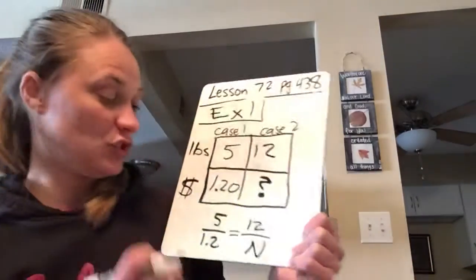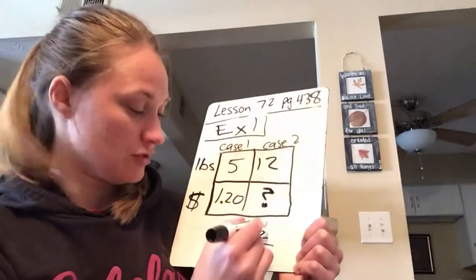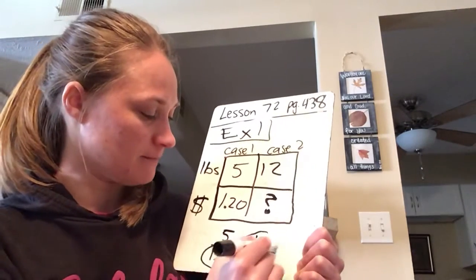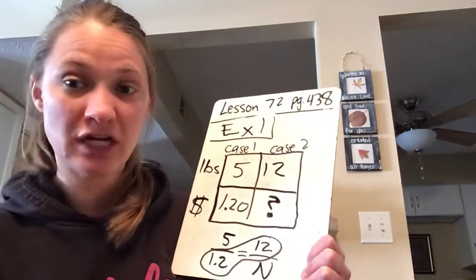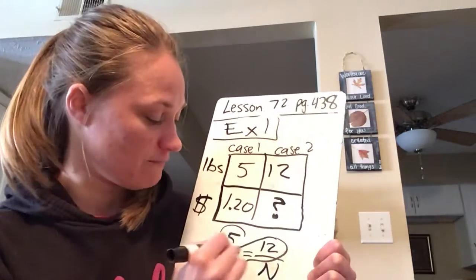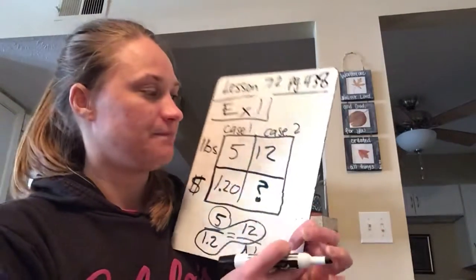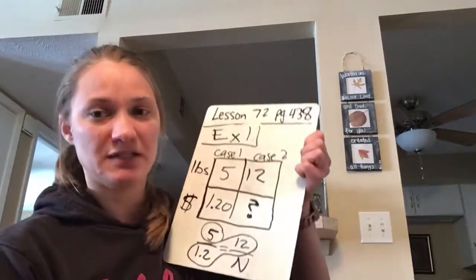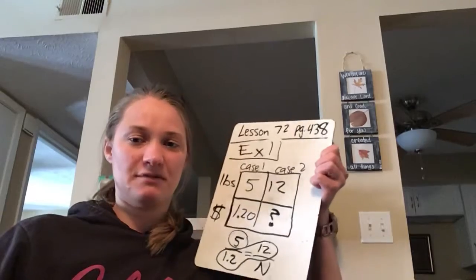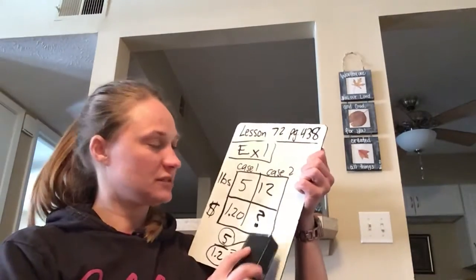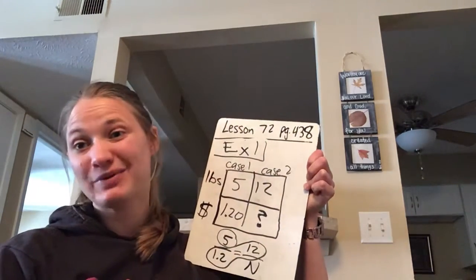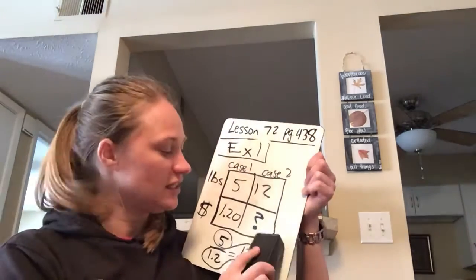Then we solve proportions just like we do anything else. We're going to multiply the 1.2 times the 12, and then divide by the remaining number. I don't have a ton of space here, so I'm going to have to erase my ratio box. You guys got it? You can always pause the video and rewind.